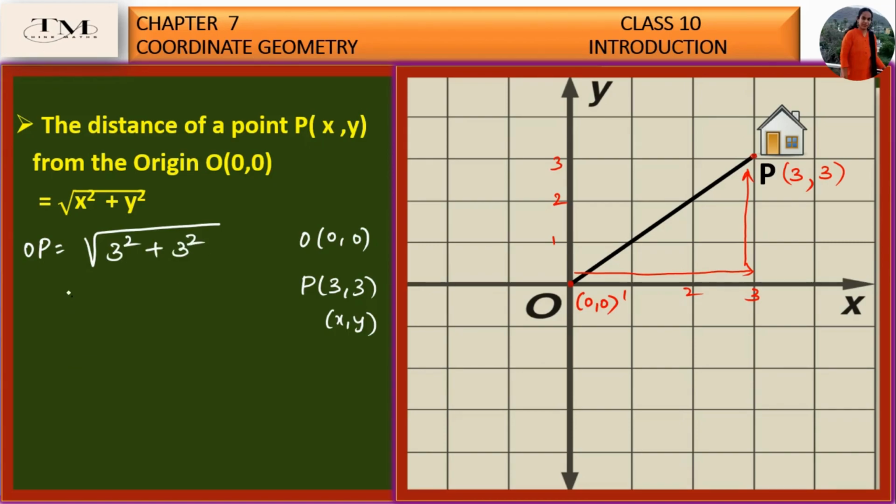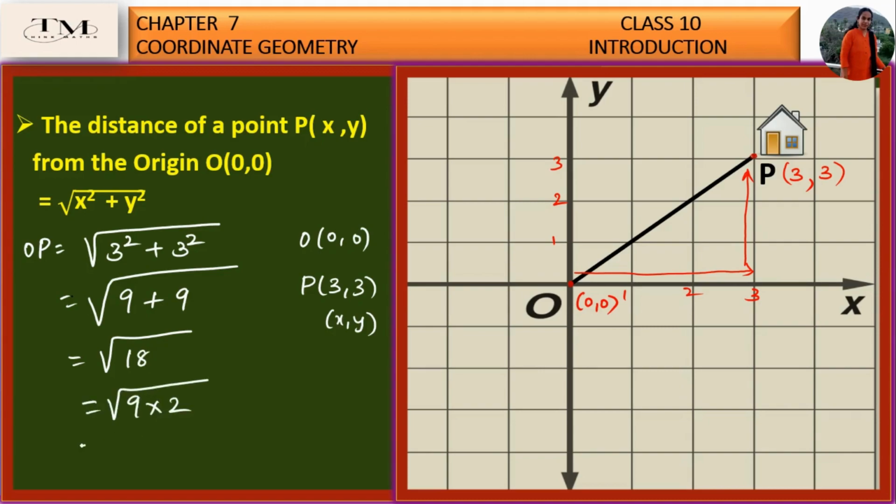Y is also 3. So what is 3 square? It is 9. So 9 plus 9 is 18. So 18 can be written as 9 into 2, because 18 is not a perfect square. So we can write it as some perfect square into some number. So 9 into 2, the square root of 9 is 3, so 3 root 2. So this is the preferred answer.